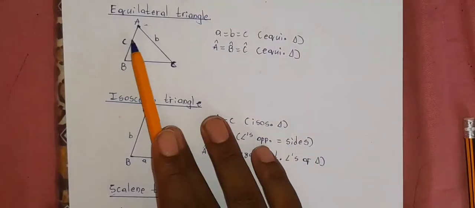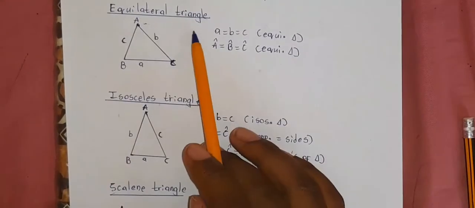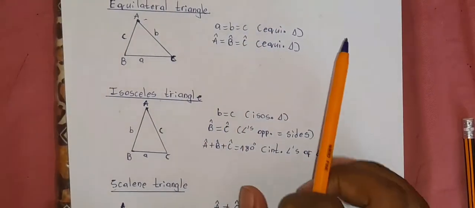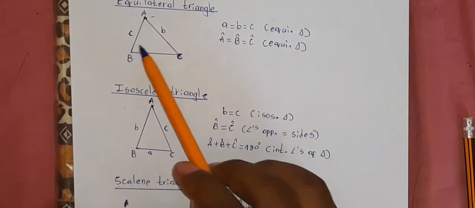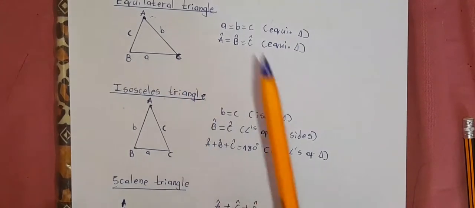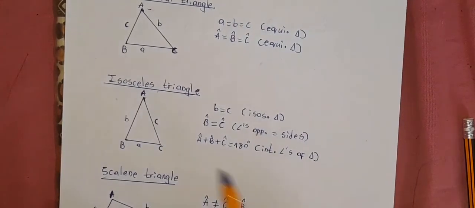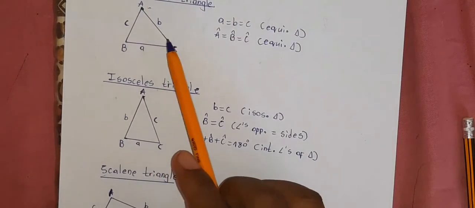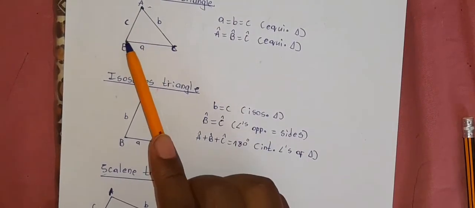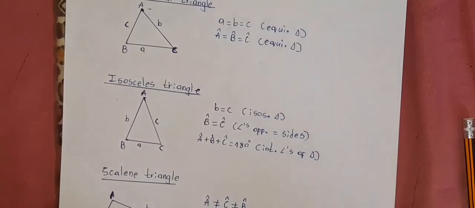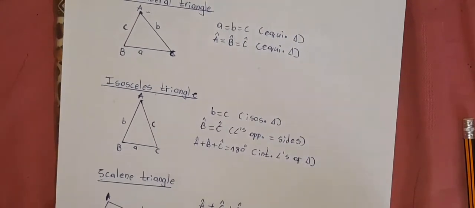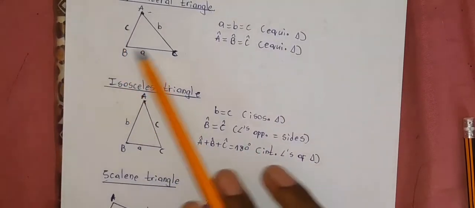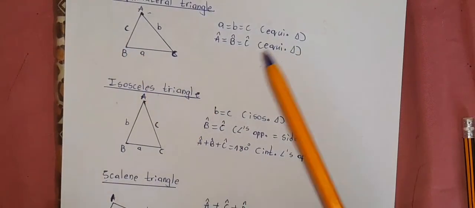Let's move on to the equilateral triangle. We know that in an equilateral triangle, all sides are equal and all interior angles are equal, and they add up to 180 degrees. All angles in an equilateral triangle are 60 degrees. This is 60 degrees, 60 degrees, 60 degrees, and when you add them together they give you 180 degrees. So everything about an equilateral triangle is equal. We have equal length and equal angles.